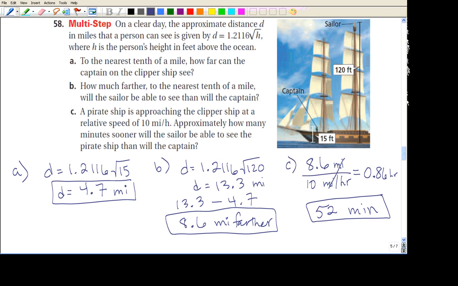Hopefully he tells the captain to give him a heads up so they can get out of there, because we all know pirates, those are no good. Okay, next problem.